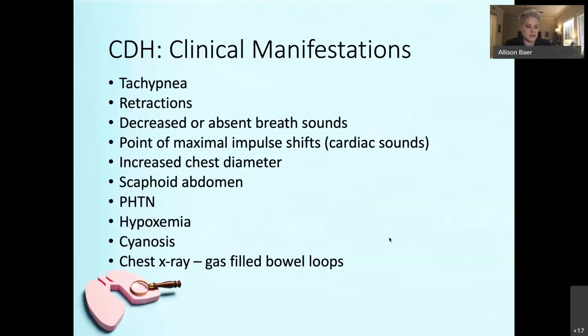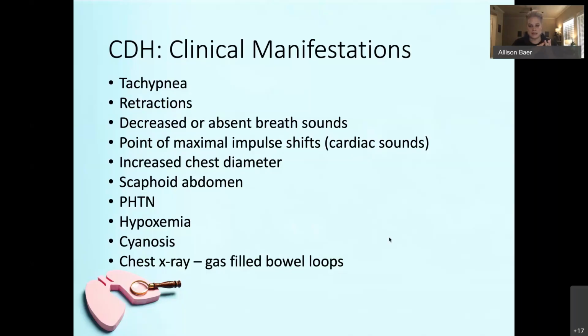They're probably going to need to be intubated shortly after birth, but you're going to see tachypnea, retractions. That affected side is going to have maybe absent breath sounds, definitely decreased, depending on how much abdominal contents are inside the pleural space. And the point of maximal impulse shift. So basically where you expect to hear their heart sounds is probably going to be different because the heart's moved over as well. Their chest diameter might be bigger than you would expect because as they've grown in utero, their chest cavity had to get bigger to accommodate all those extra things inside it.